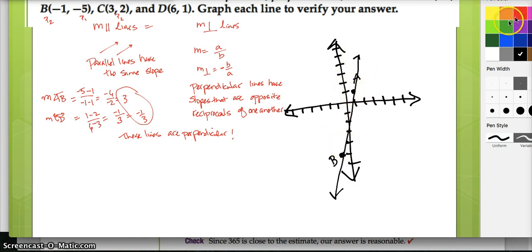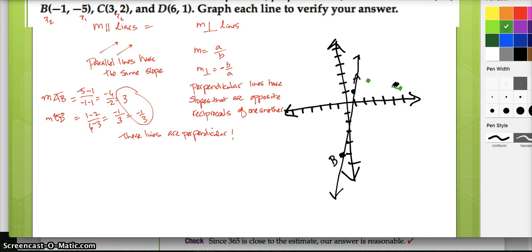All right, and then the next one is CD, and C is at (+3, +2). That's right here. And D is at (+6, +1), 1, 2, 3, 4, 5, 6, +1 right here.